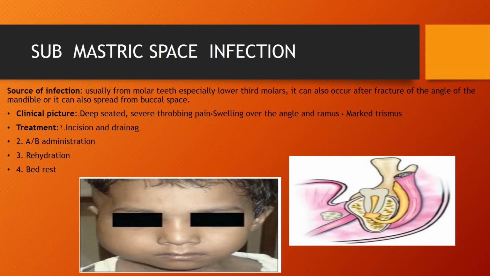Submasseteric space infection. The source of infection is usually from molar teeth, especially lower third molar. It can also occur after a fracture of the angle of the mandible, or it can spread from buccal spaces. Clinical picture is deep-seated severe throbbing pain, swelling over the angle of the ramus, and marked trismus. Treatment is by incision and drainage, antibiotic administration, rehydration, and bed rest.